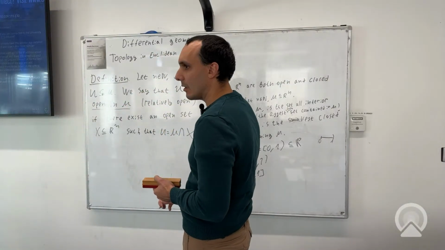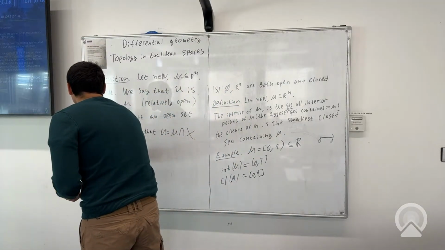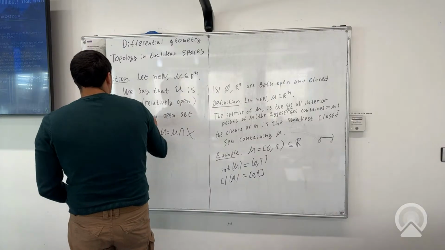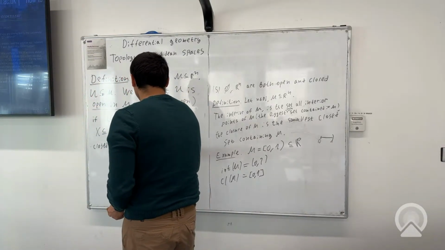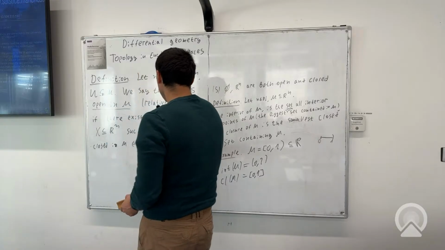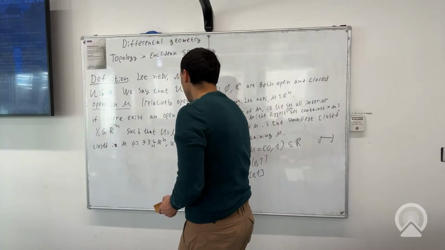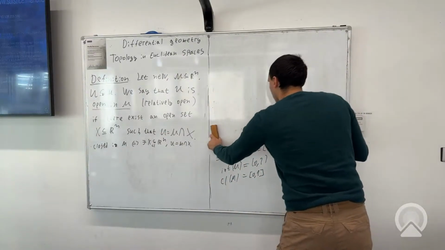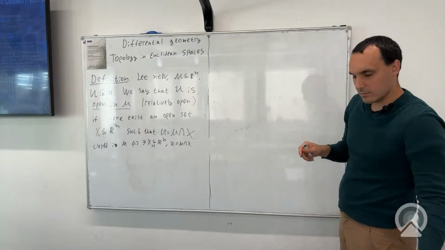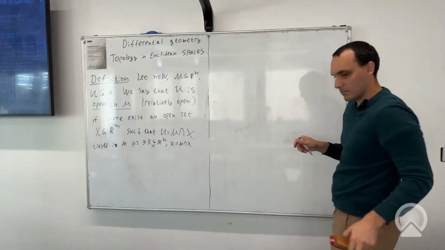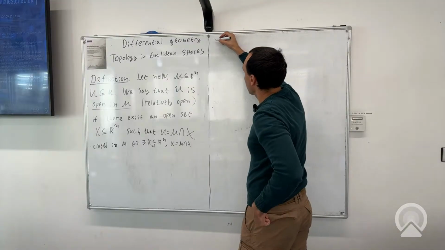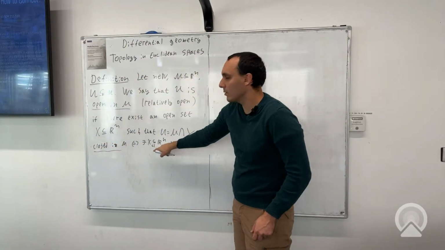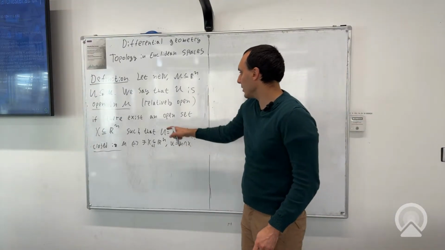The same can be said about relatively closed, so closed in M. Again, U is closed in M if there exists X such that X is closed in Rn, and U equals M intersection X. So it's the same definition, but open is substituted by closed: if there exists a closed set of Rn. Here we had an open set X.